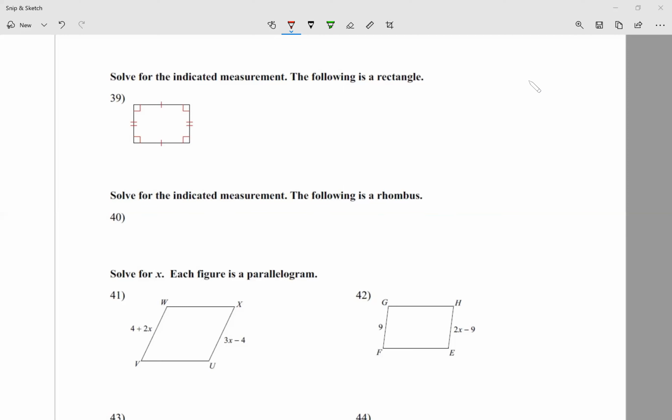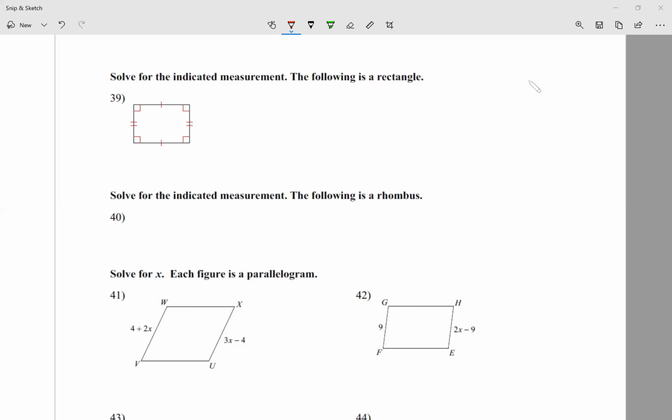Let me fix this. Let's clear this out. So let's come back to what I had. I had my diagonals, and I said each measurement was 5. Then I said this was 80. This was X and this was X. And then I added everything, right? 80 plus X plus X is equal to 180, because it's the three angles of a triangle.